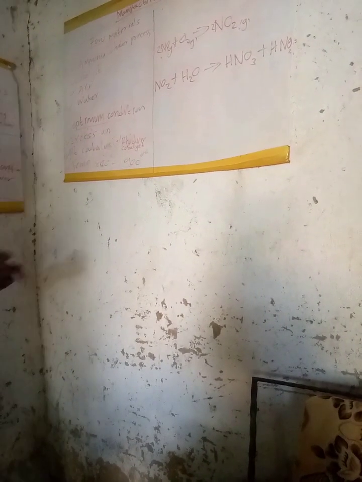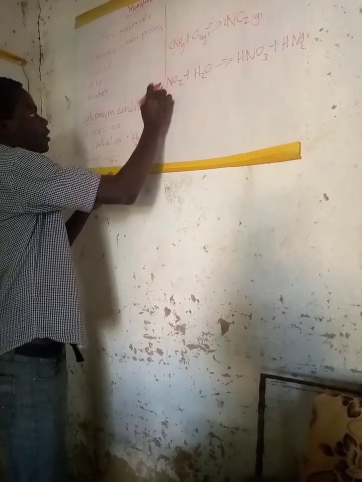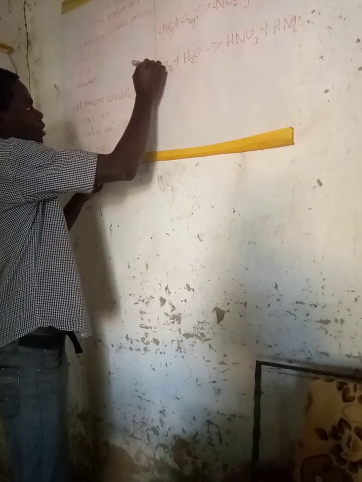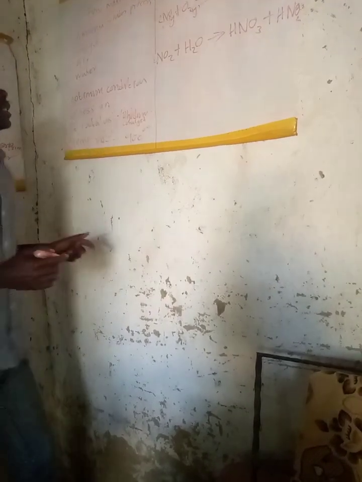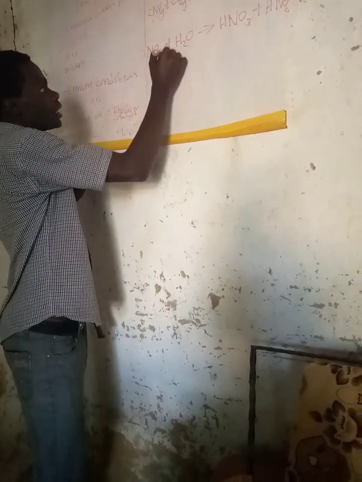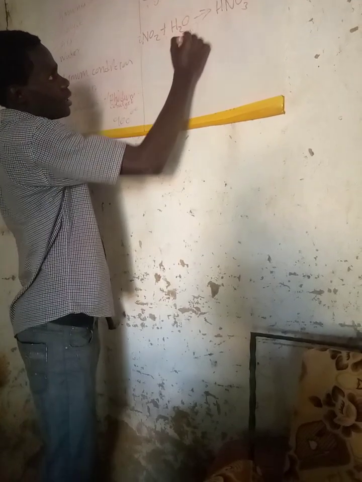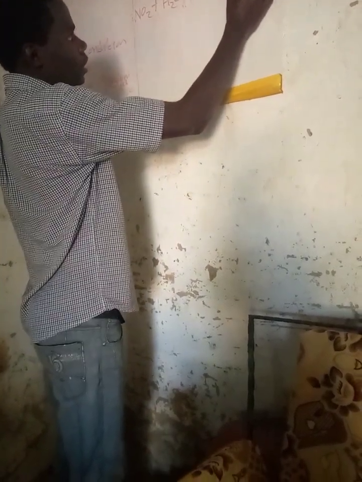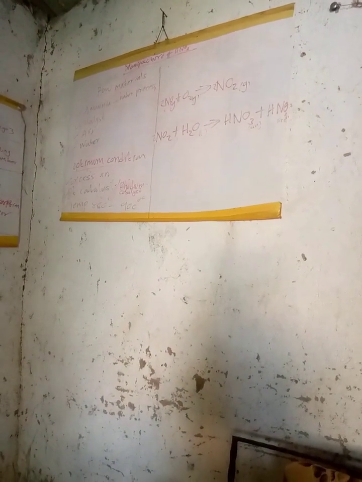So here is 2. That is the equation that is going to occur at the cooling chamber. So that's it. Then excess air. Yes. Excess air.